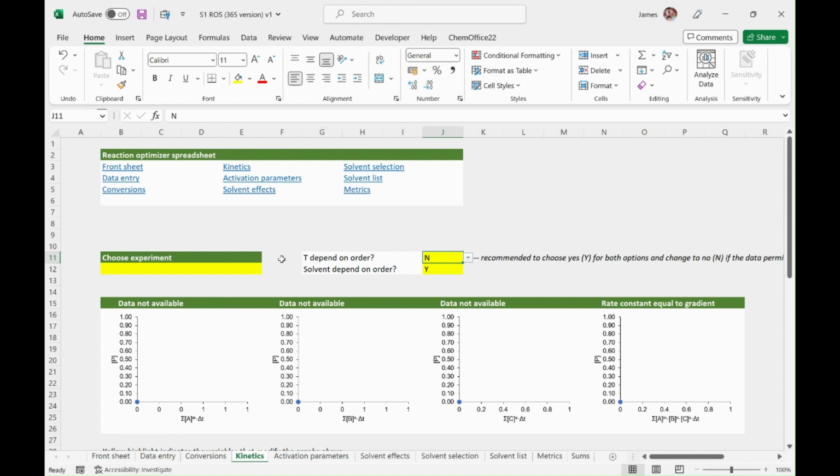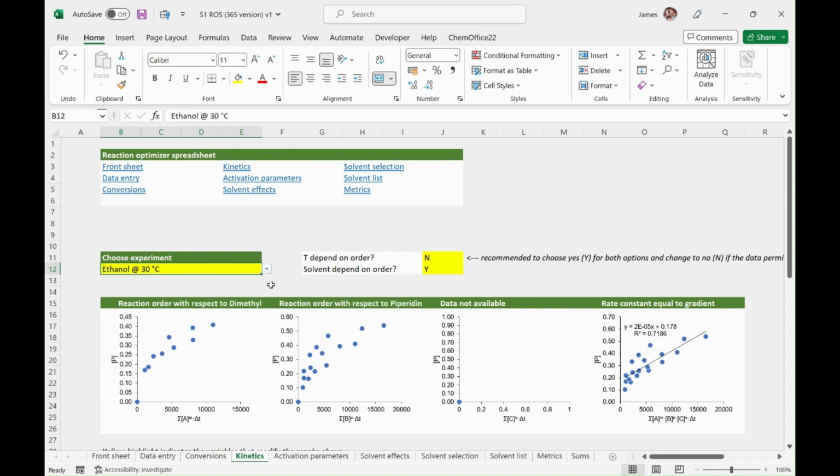But to start off with, I recommend you maintain the Y option in those cells there. So if I choose our first reaction in ethanol, what we see on the charts are data points from all the reactions that involve ethanol at 30 degrees, with data sets with different initial reagent concentrations. This process is called variable time normalized analysis, and the objective is to get the data points to overlap, at which point you've achieved the correct order of reaction.